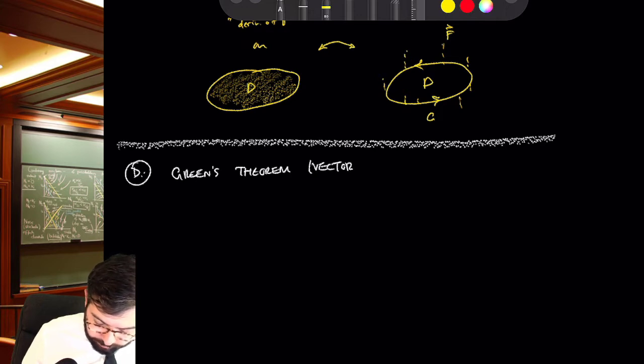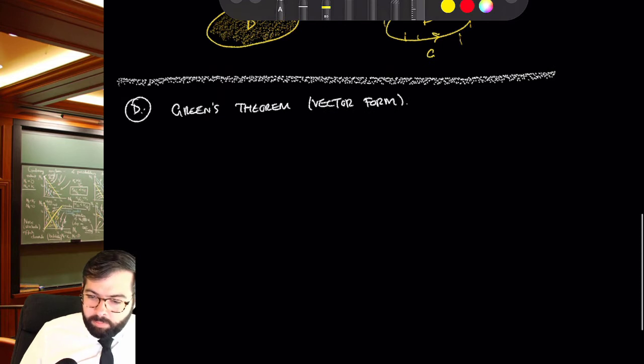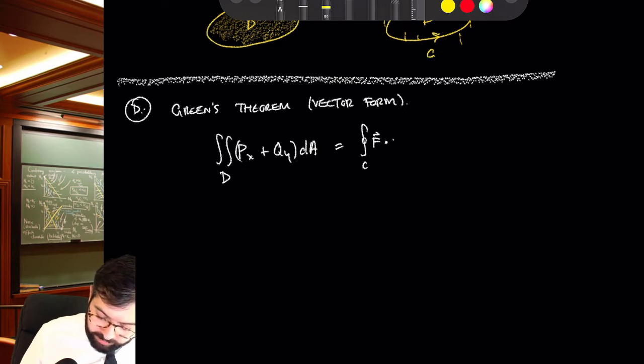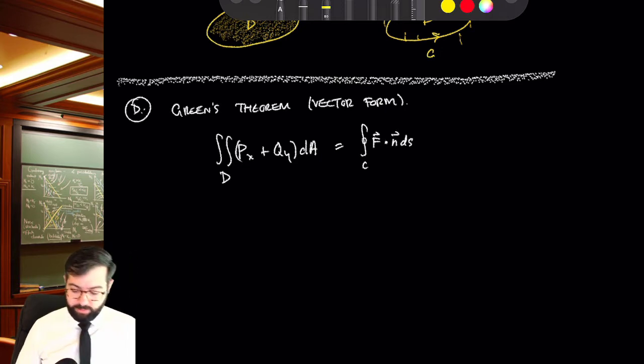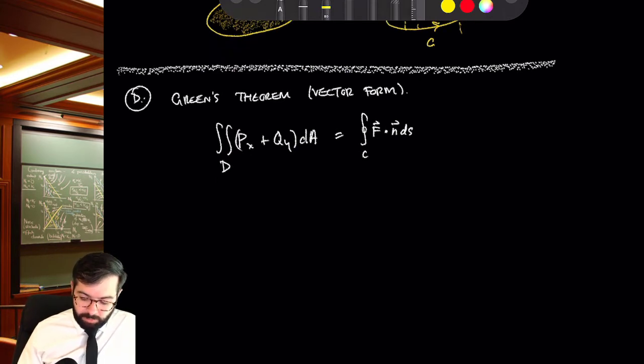The vector form. It's not a far walk from starting here. But what it says is that the double integral over that region D of p sub x plus q sub y dA is equal to the line integral of f dotted with the normal with respect to arc length. Okay, so just by playing with the notation on both sides, we get an equivalent form for this thing.